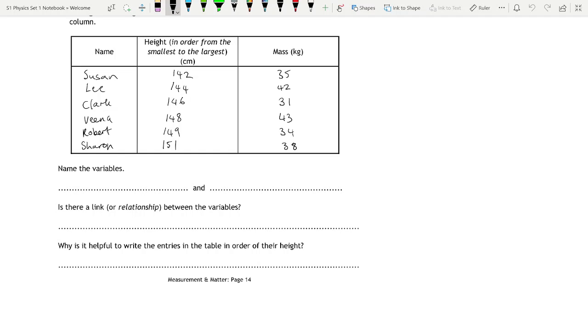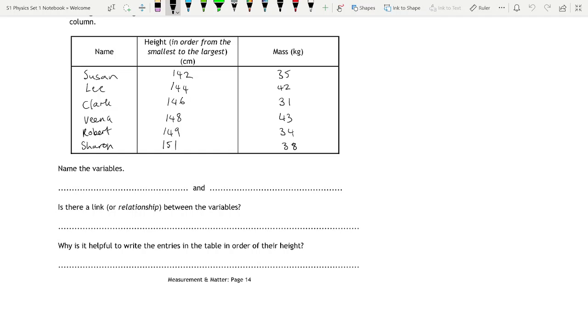Susan's 142 centimetres and her mass is 35 kilograms. Lee is 144 centimetres and his mass is 42. Okay, so as long as you've got that, that should be fine. If you didn't read it quite correctly and you put it the opposite way around, so if you went from Sharon to Susan, I wouldn't worry too much, as long as they are in order.